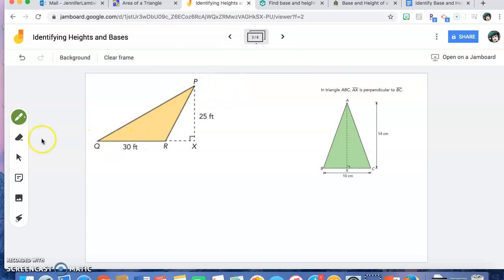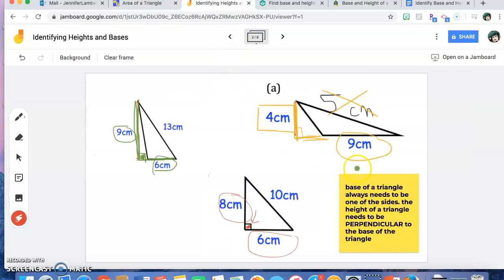So here I have this triangle. This triangle, watch where I'm tracing over. I call this triangle PQR. These dotted lines are outside of my triangle. You can have a height that is not part of your triangle. So in this example, 30 would be my base because your base, like we said, needs to be one of the sides.